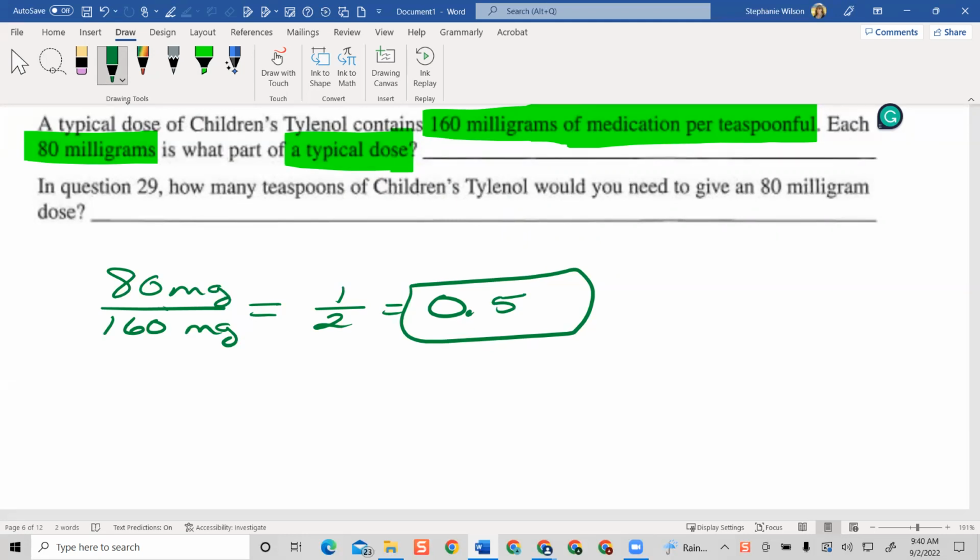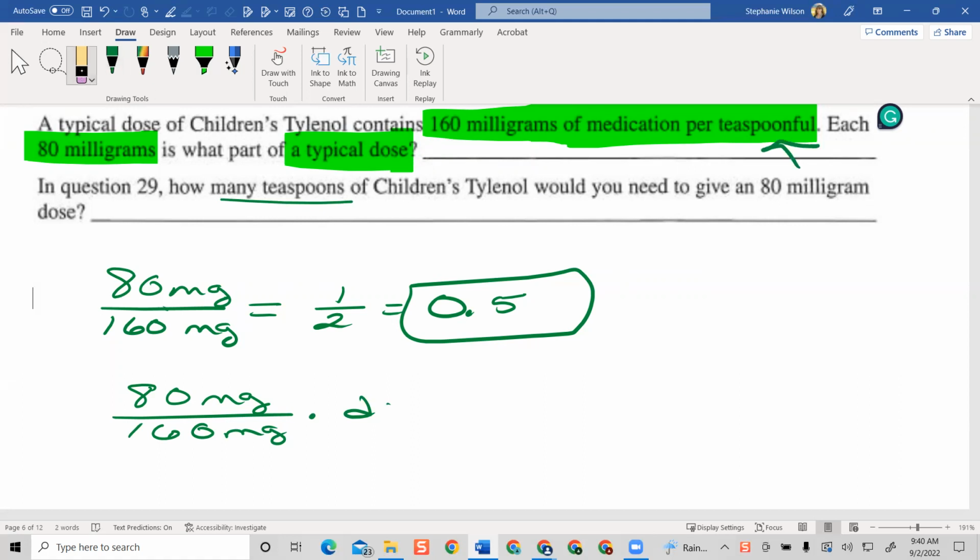Now on part 2, it says how many of these are teaspoons? Well, let's take that 80 milligrams over that 160 milligrams times that per dose. Or if we look right here, it says teaspoon. That gives us, again, teaspoon, which is 0.5 teaspoons.